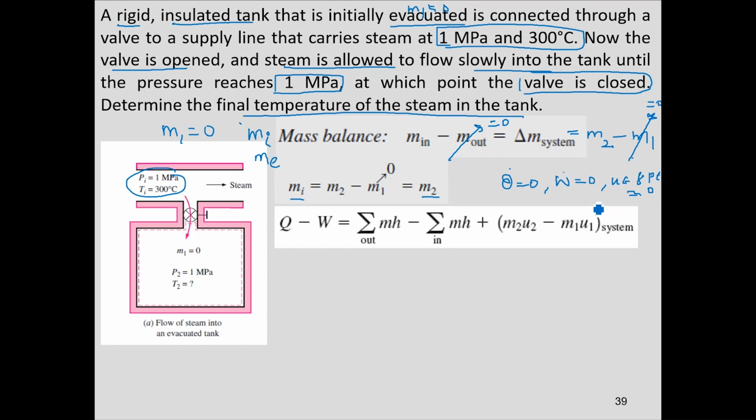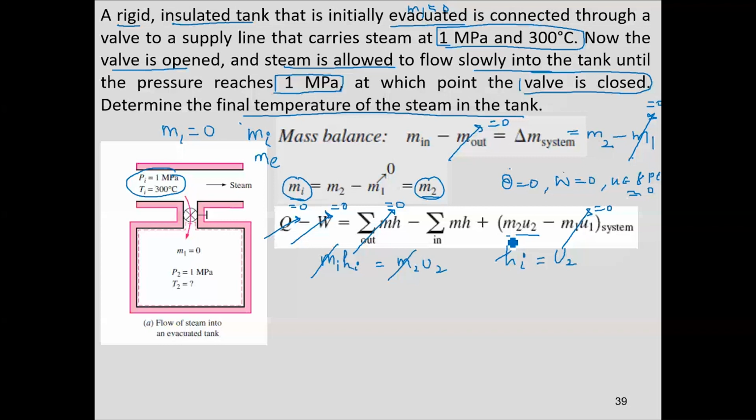So Mi Hi is essentially equal to M2 U2. And if you look at the mass balance equation, Mi and M2 are the same, so Mi and M2 would cancel out. You essentially have the enthalpy that entered the system, which is Hi, equal to the internal energy of the system at the final condition. So whatever amount of energy entered in terms of enthalpy through the inlet is equal to the energy stored in the system in terms of internal energy. I hope this is clear to you.